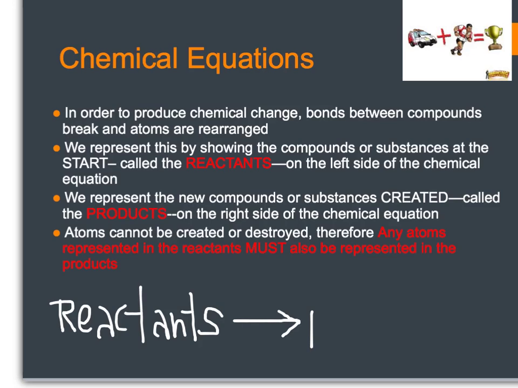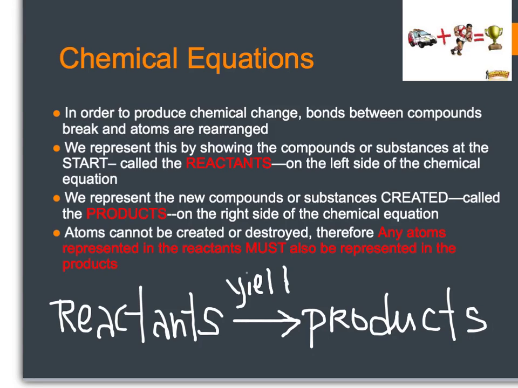And then we show what is produced or created by using an arrow. This arrow represents a term called yield. So the reactants yield the products. We're not creating something new. We're just rearranging something old so that it produces a new version, perhaps. We have to remember that always the law of conservation of mass has to remain valid. So any atoms that are present in the reactants must also be somewhere in the products. They just might be rearranged or in a new form.